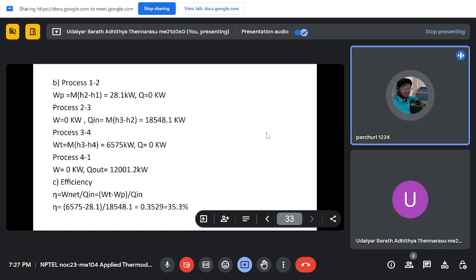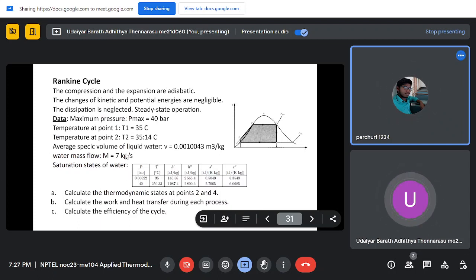Sir, here mass is not given in the problem, sir. Mass is given as 7 kg per second.